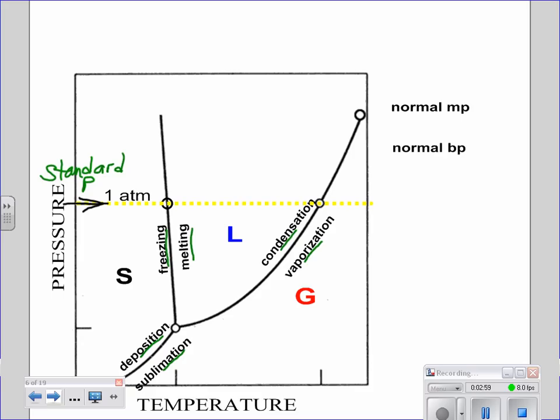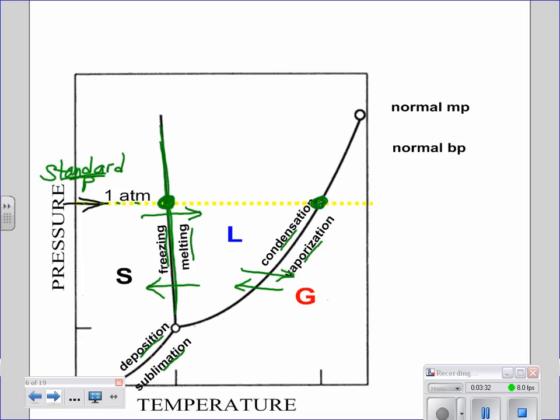So we can think about at this point, or along this line, let me start with that. Along this line, that's when you have a solid that can turn to a liquid, which is known as melting, or you have a liquid that can change to a solid, which is known as freezing. Over here, we have a liquid that can change to a gas, which is known as vaporization, or a gas that can turn to a liquid, which is known as condensation. So if that happens at standard pressure, that would be these points right here.